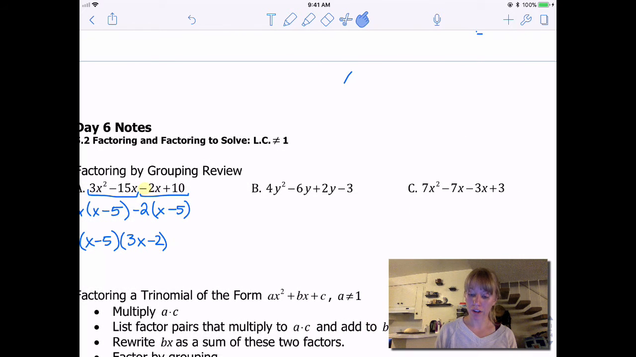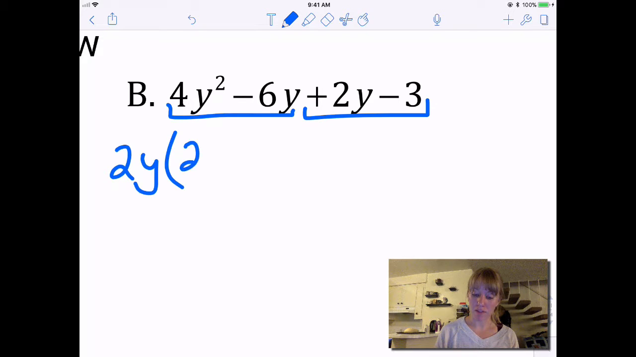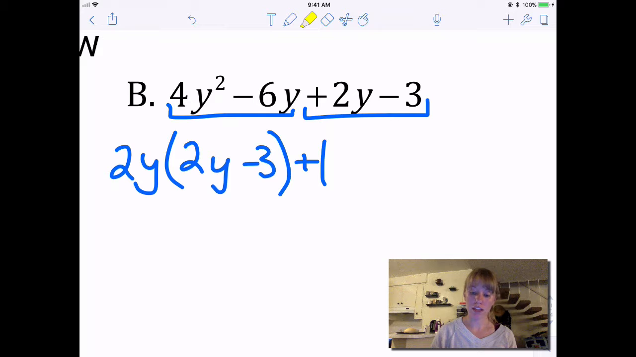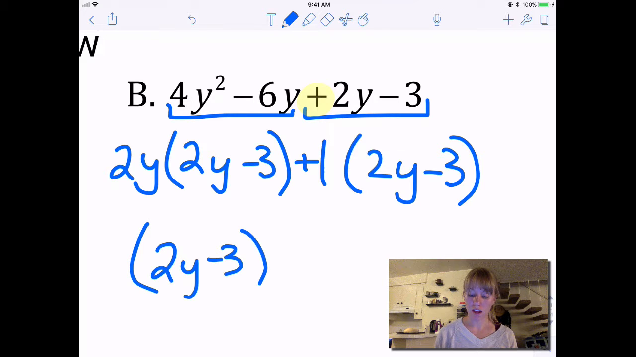I'll do just two more here. So if I look at my two groups, again, I've got four terms. So the first greatest common factor is 2y, and I'm left with 2y minus 3. And then in the second two, it doesn't look like there is a GCF. And remember, then I'm going to have a 1. And I took the sign in the middle. So 2y minus 3. Now this is nice because then I have a 2y minus 3 and a 2y plus 1.